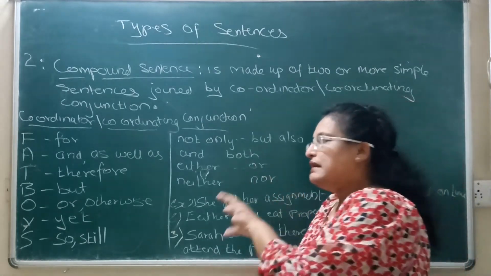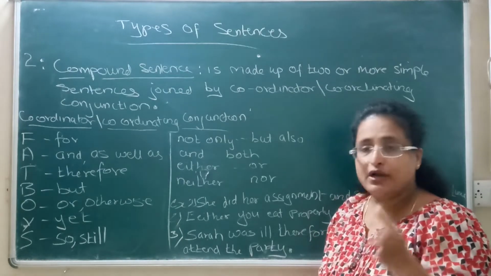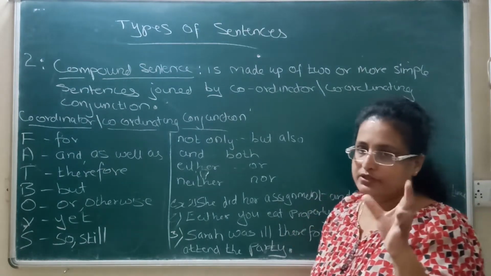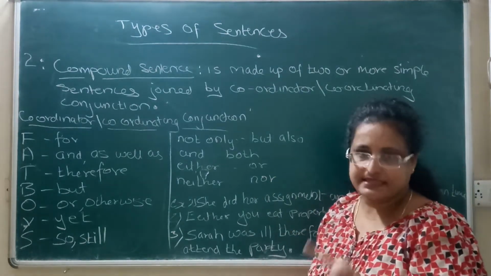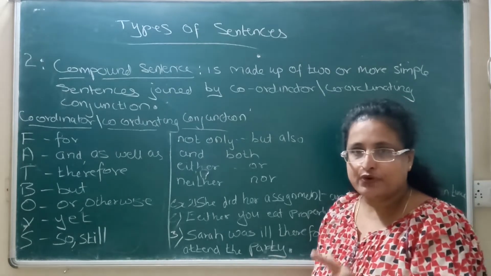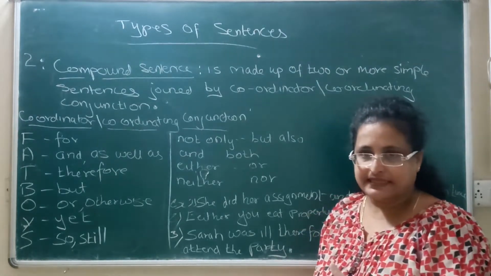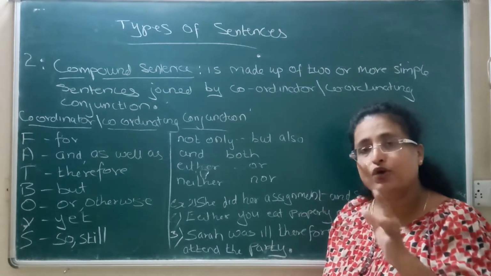So, by merely seeing these coordinators in the sentence, and another thing you have to see is whether it is joining two simple sentences, that is, more than two finite verbs are there, then that sentence is a compound sentence. Hope you all have understood the concept. See, what is the compound sentence? Made up of two simple sentences. That means more than one finite verb will be there. And it is joined by coordinator.